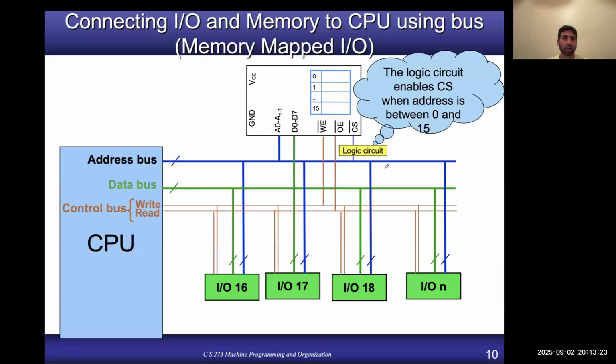Okay, now let's come back to our same question. Remember, we said that we need to design a logic circuit which enables or selects this chip only when the address is in the desired range, and otherwise it doesn't select this chip. This basically means that if the address is in the desired range, then the logic circuit should output 0, and if the address is not in the desired range, then the output of the logic circuit should be 1, right? So how can we do that?